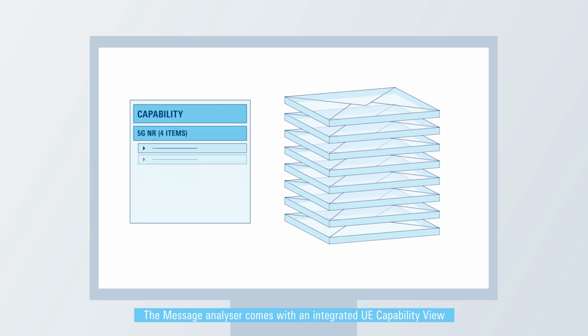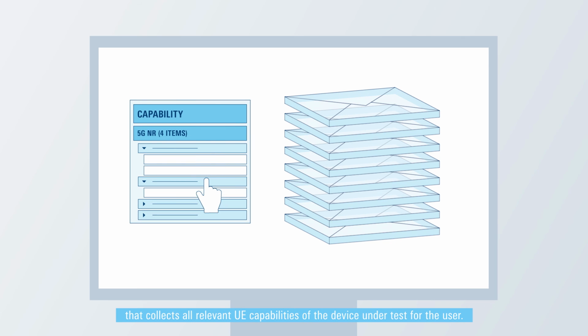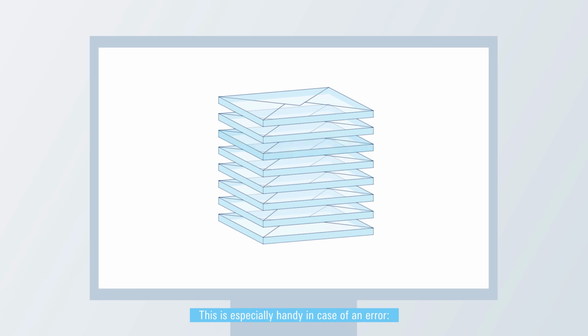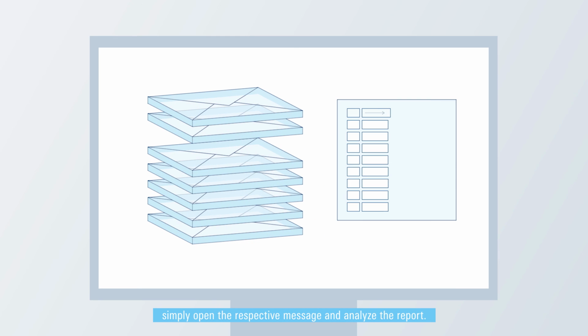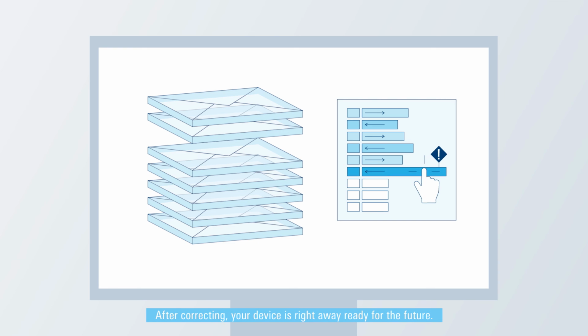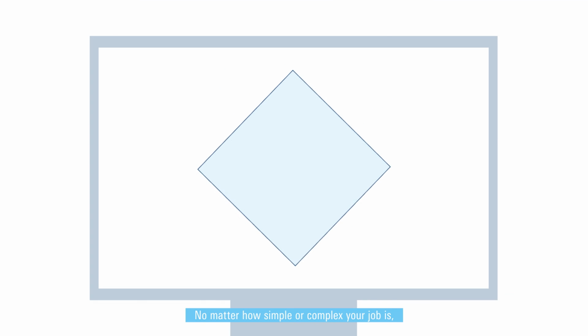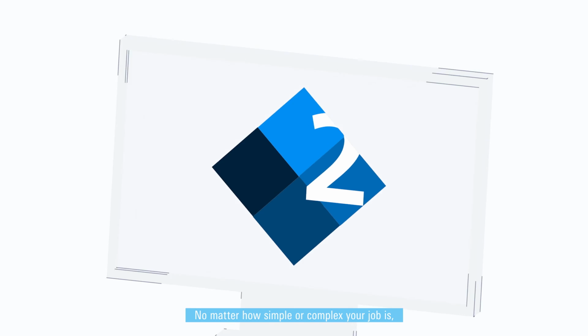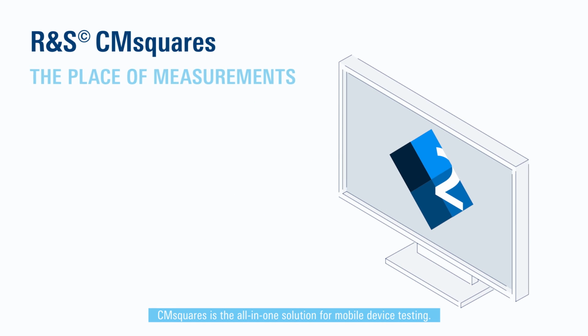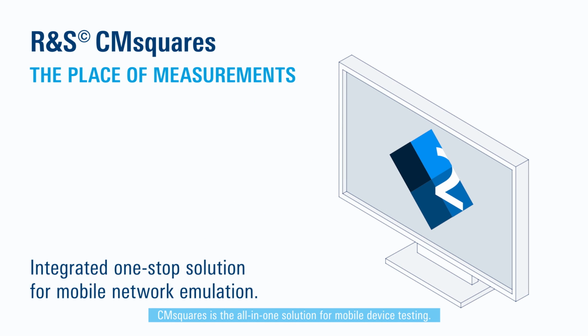The message analyzer comes with an integrated UE capability view that collects all relevant UE capabilities of the device under test for the user. This is especially handy in case of an error. Simply open the respective message and analyze the report. After correcting, your device is right away ready for the future. No matter how simple or complex your job is, CMsquares is the all-in-one solution for mobile device testing.